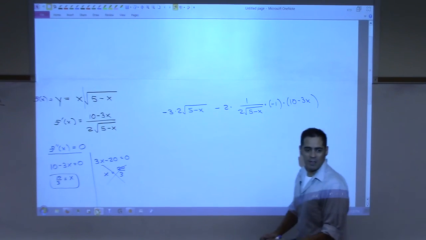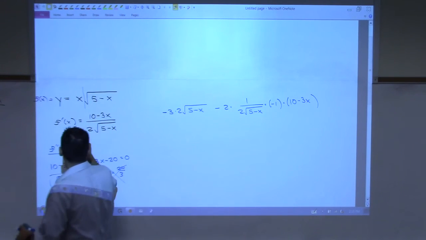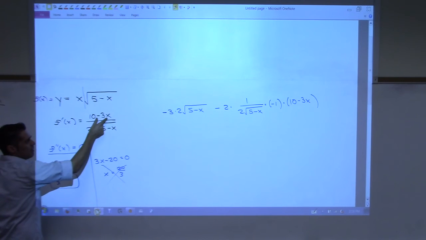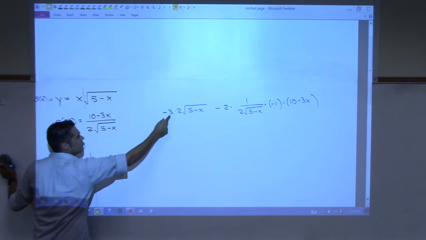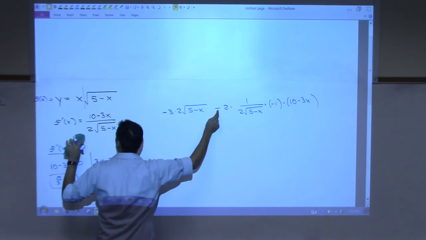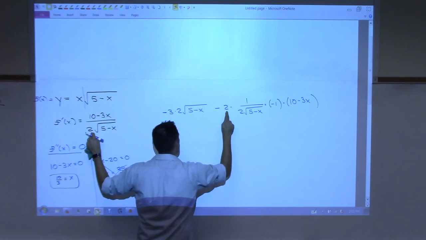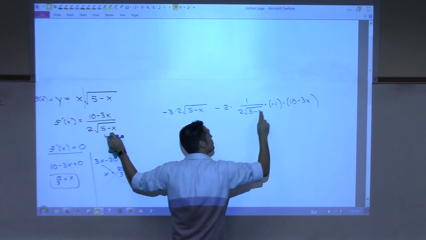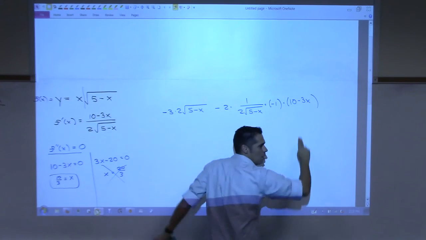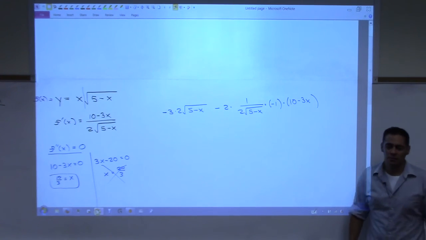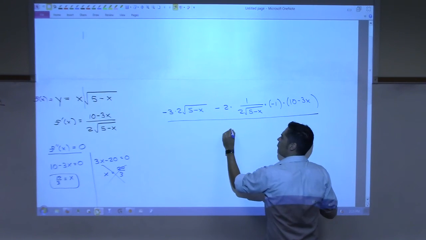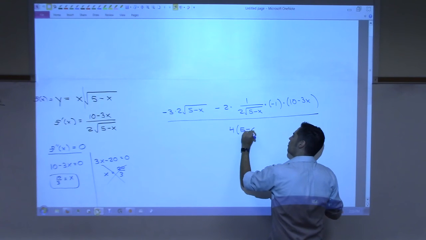I'm redoing the second derivative again by request, but using the quotient rule instead. So I'm doing derivative of the top times the bottom minus derivative of the bottom. 2 is a constant, it comes for the ride. Derivative of root of something is 1 over 2 roots of that something. Derivative inside the root is negative 1 times the top, boom, all over the bottom squared. Right? All over the bottom squared. 4 times 5 minus x.